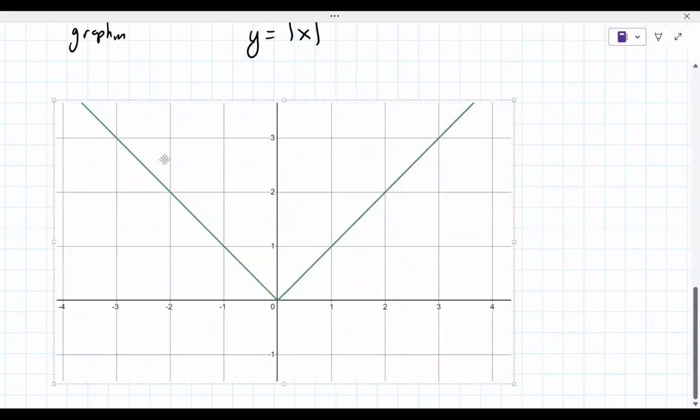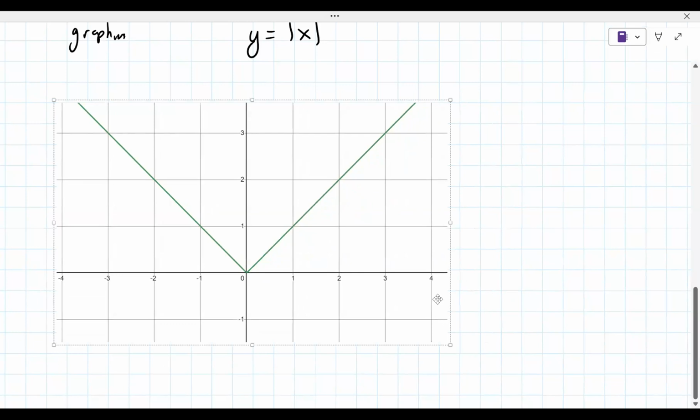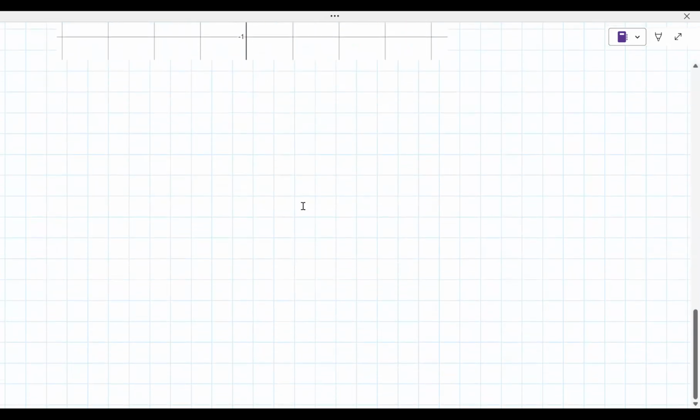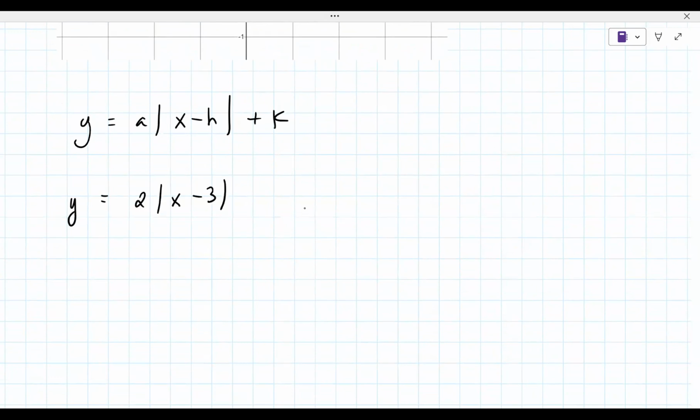Okay, so here's the graph. Have you seen this before? Yeah, I have. Okay. So a lot of people say it looks like a V, it's a V shape. Does that all look familiar? Do you agree that's kind of a V? That makes sense. Okay. So this is what's called the vertex form of the absolute value function. So if I gave you something like 2 absolute value x minus 3 minus 5, could you tell me the value of h and k?